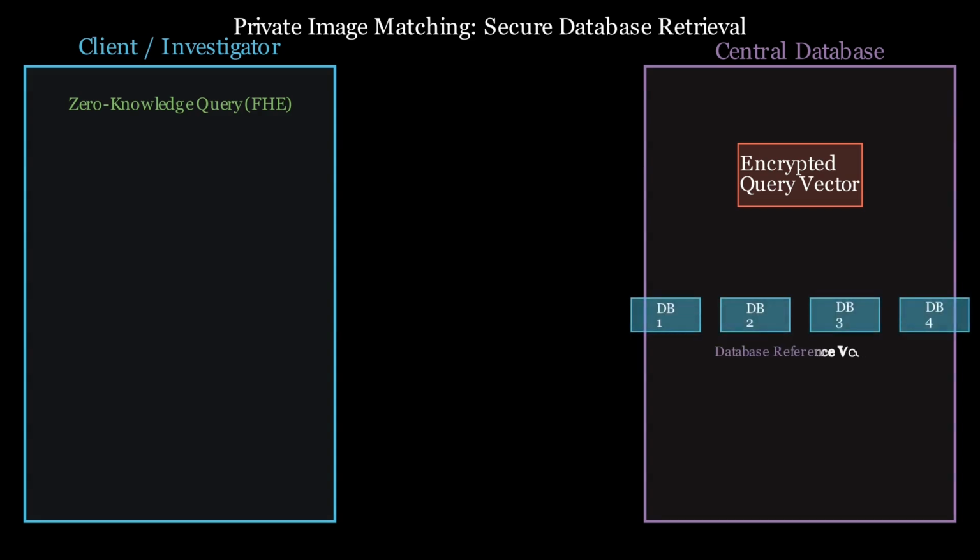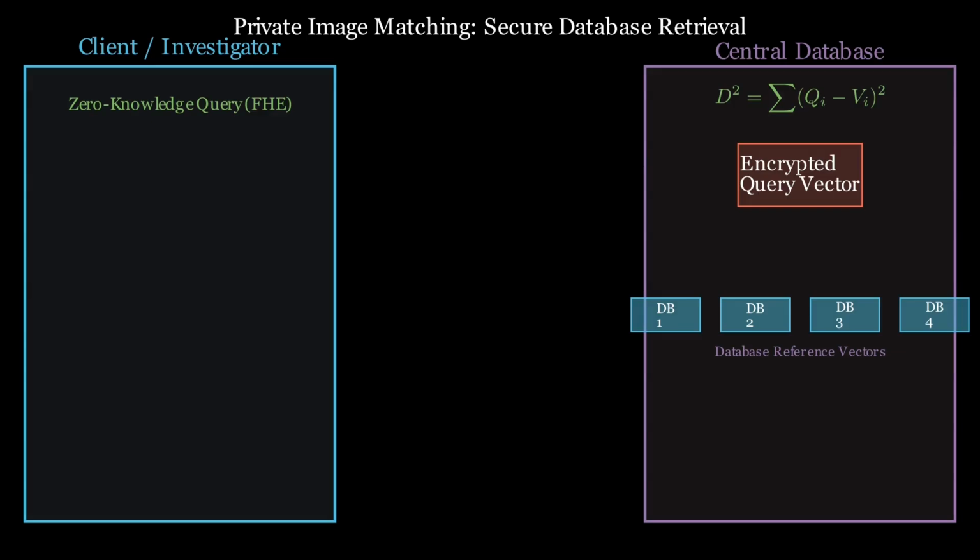Now that the securely encrypted query vector has reached the central database, we face the core challenge of private image matching, the one-to-N search over encrypted space. The server holds millions of reference vectors, represented by the database grid. To identify a suspect or medical match, it must compute the similarity between the encrypted query and every plaintext vector.